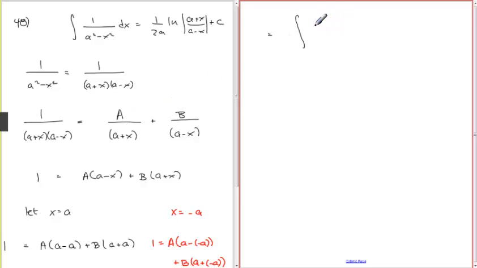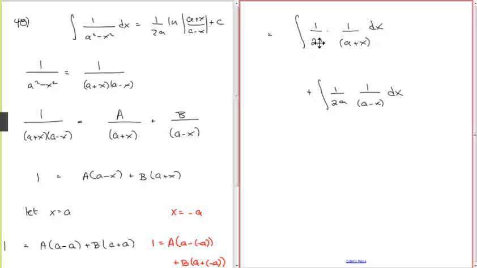We have a over this. A is 1 over 2 small a times, so this is a, that a, and then you multiply by a plus x times dx, so that's the first term. And then we'll have plus the integral of b, which is also 1 over 2 small a, and you have 1 over a minus x dx. So those are the two fractions that we end up with.